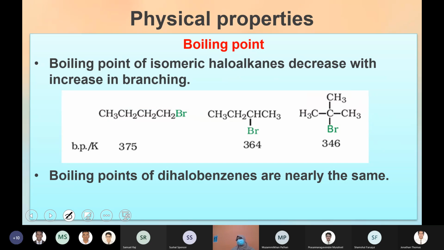I think in the last 2020 sample paper, this was one of the questions related to branching. They gave two different molecules, and you have to find out the difference and compare the boiling point or melting point.